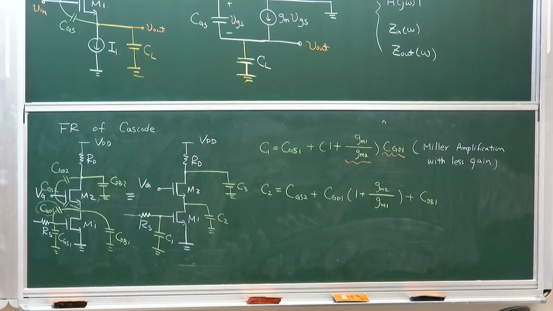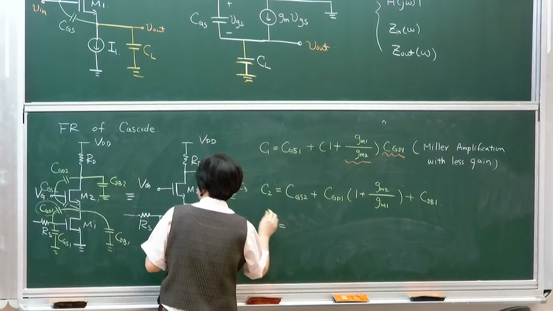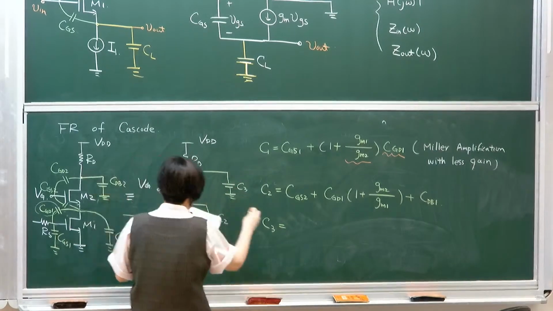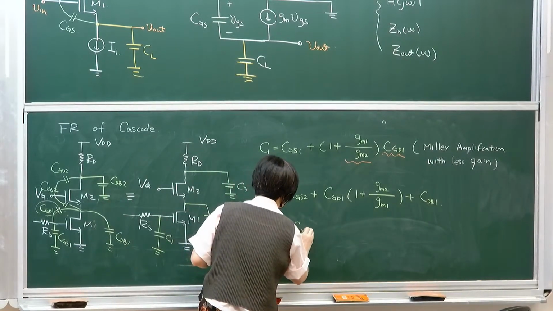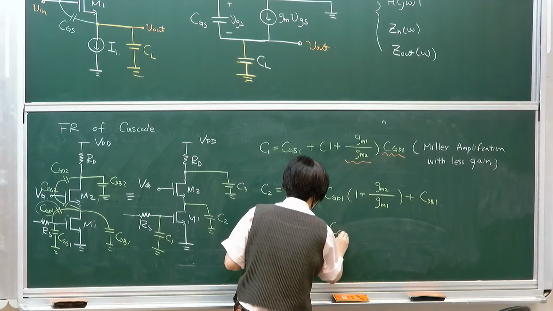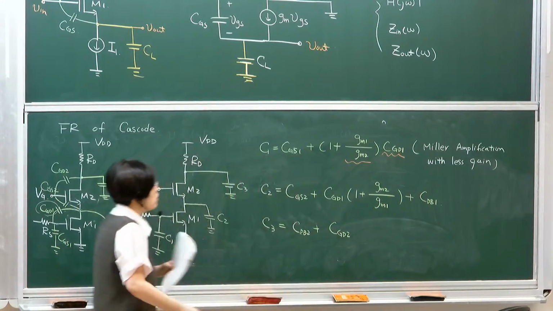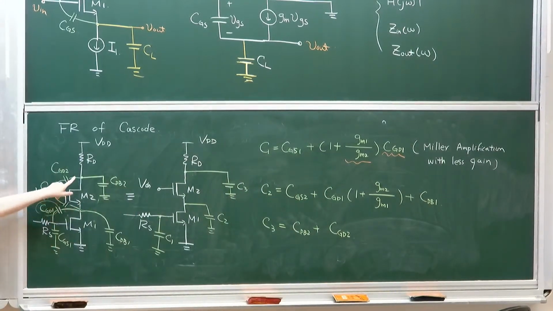And C3 will actually be the high impedance node. So that will be CDB, the junction capacitance, plus CGD2. I'm sorry, it's not a Miller, because this is grounded, so you only see this as ground. So both of these capacitors are in parallel.